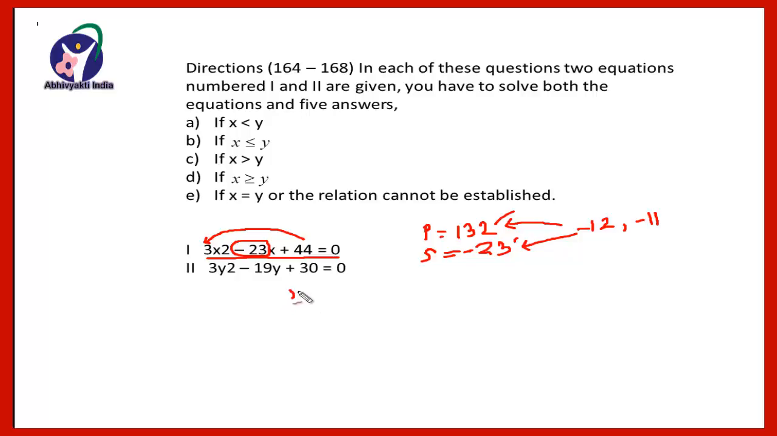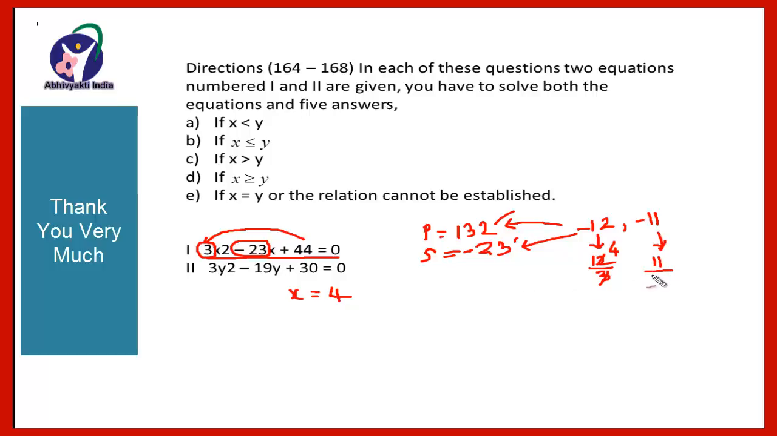Now to write the values of x, we change the sign of this number, so it will become plus 12, and we divide it by the coefficient of x square. So here it is 3, so divided by 3. So 3 4s are 12. So the x value is 4. Now the other value of x will be, we change minus 11 to plus 11 divided by 3. So the other value will be 11 by 3.